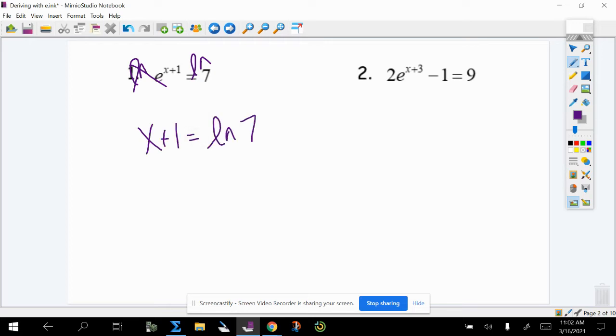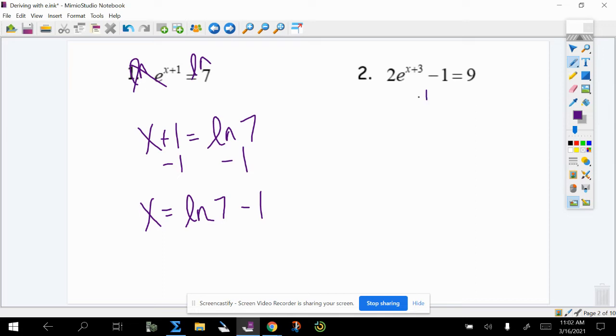Same thing. If you want to go to a calculator and get a decimal, you can. It really just depends on whether you're asked for an exact answer or an approximate answer. And you get the natural log of 7 minus 1. You cannot subtract that 7 and that 1 because the 7 is attached to the natural log. So if you want, you could write it as negative 1 plus the natural log of 7, or you could go to your calculator, just make sure you keep parentheses around that 7.